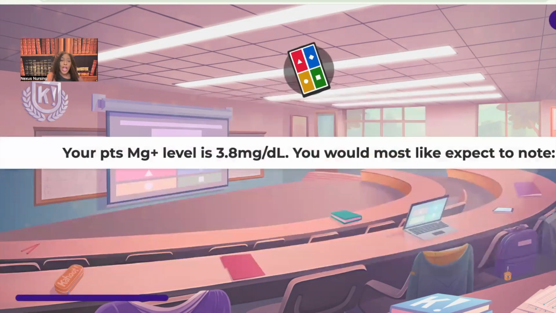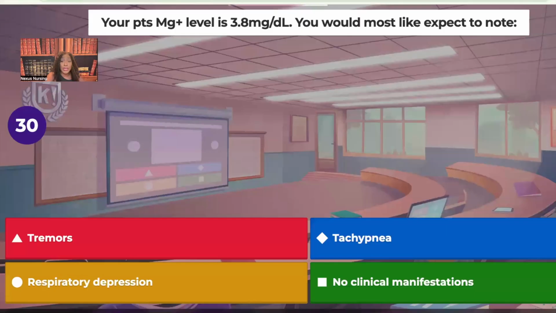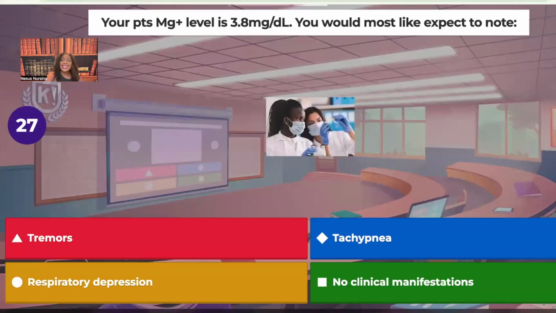First question. All right, your patient's magnesium level is 3.8 milligrams per deciliter. You'd most likely expect to note what? Would it be tremors? Would it be tachypnea? Would it be respiratory depression? Or would it be no clinical manifestations because nothing's wrong? What do you guys think?